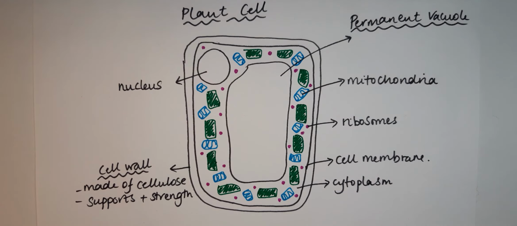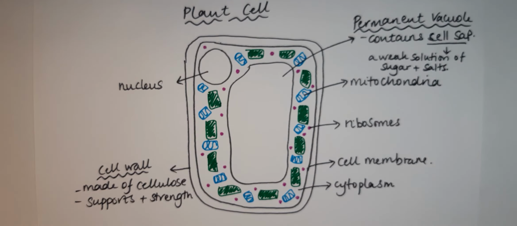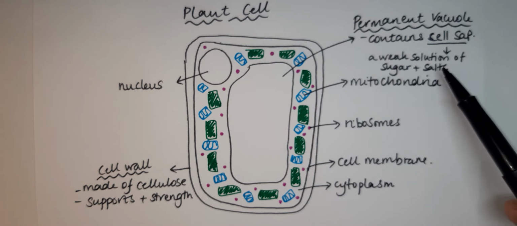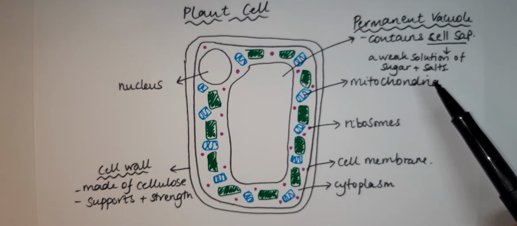And what the permanent vacuole does is that it contains cell sap. And it's basically a weak solution of sugar and salts. So that's what it is in the plant cell. So just make sure that you know what cell sap is. It's just a weak solution of sugar and salts.